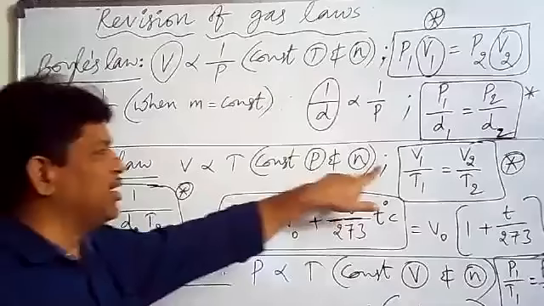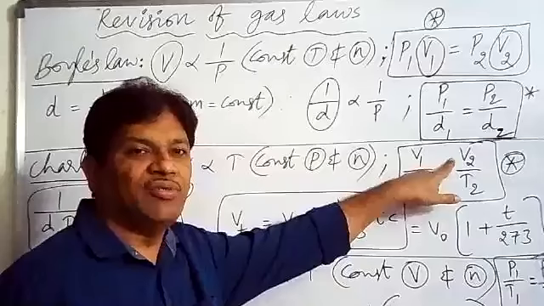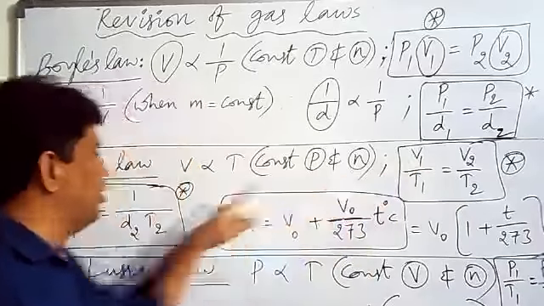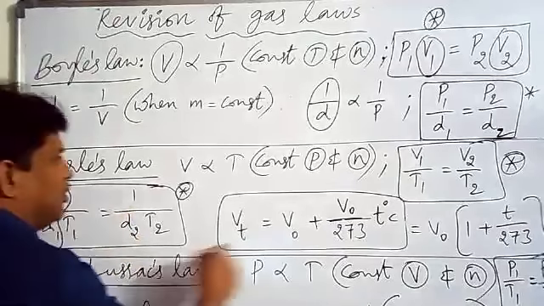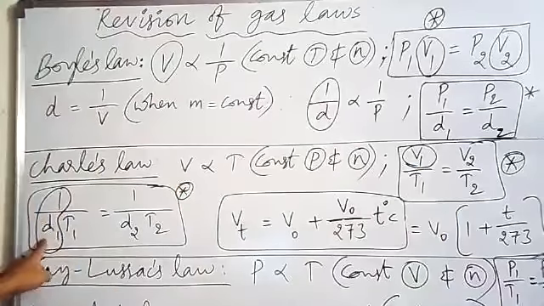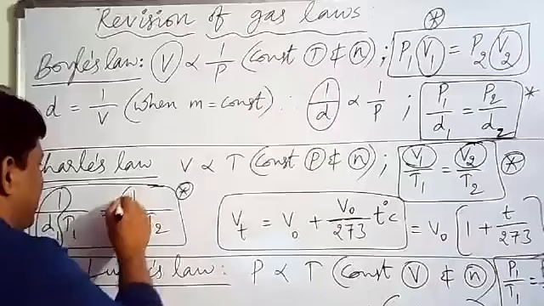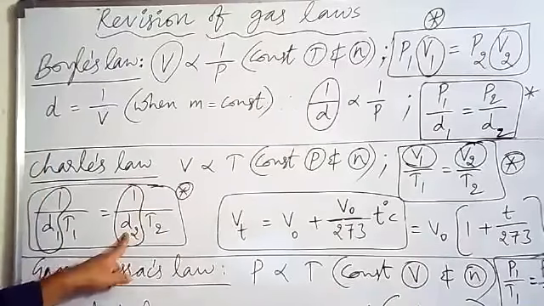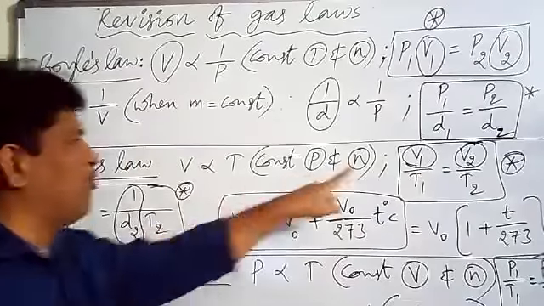We can write, in place of v1, 1 by d1. In place of v2, 1 by d2. So 1 by d1 is written in the form of v1, and 1 by d2 is written in the place of v2.